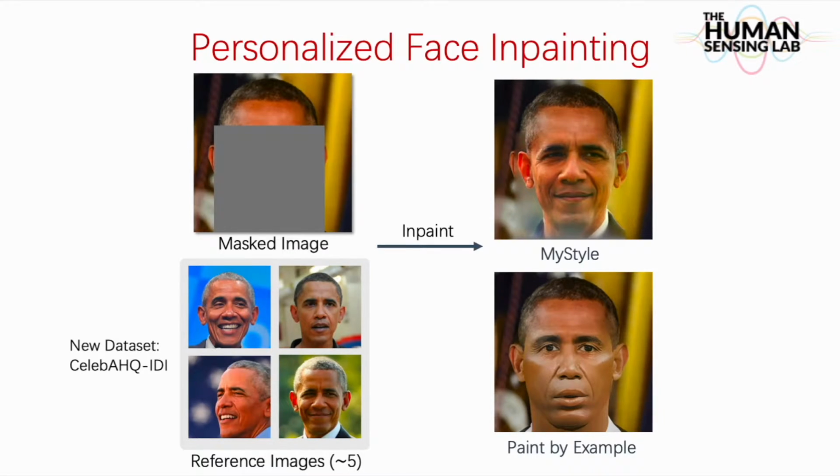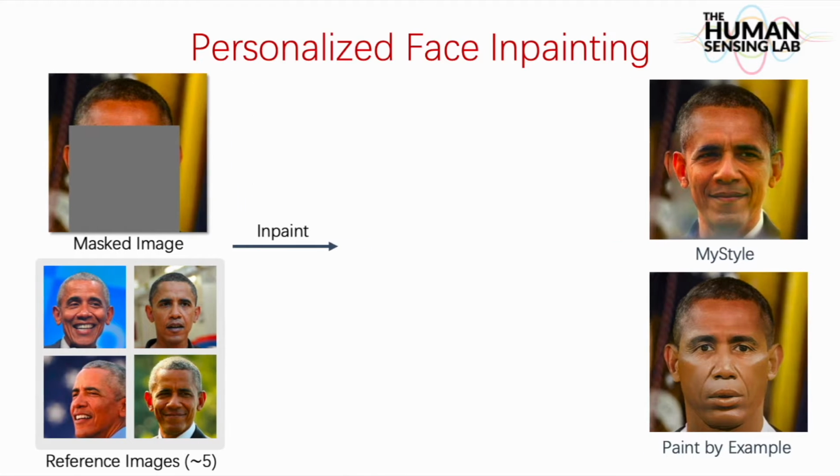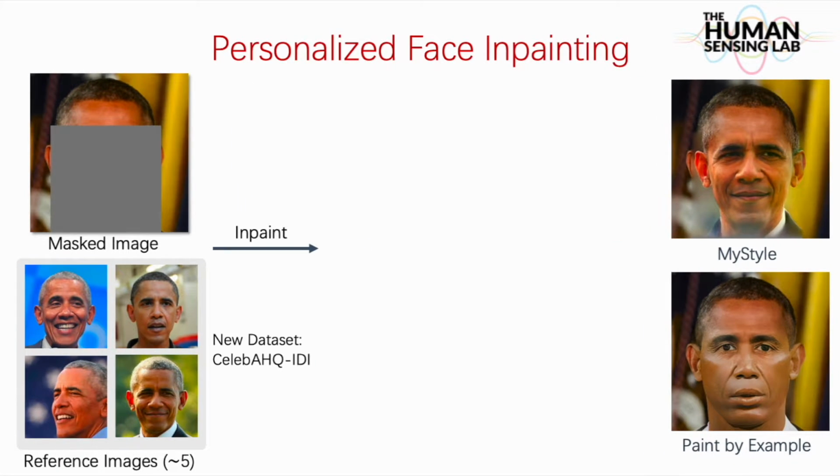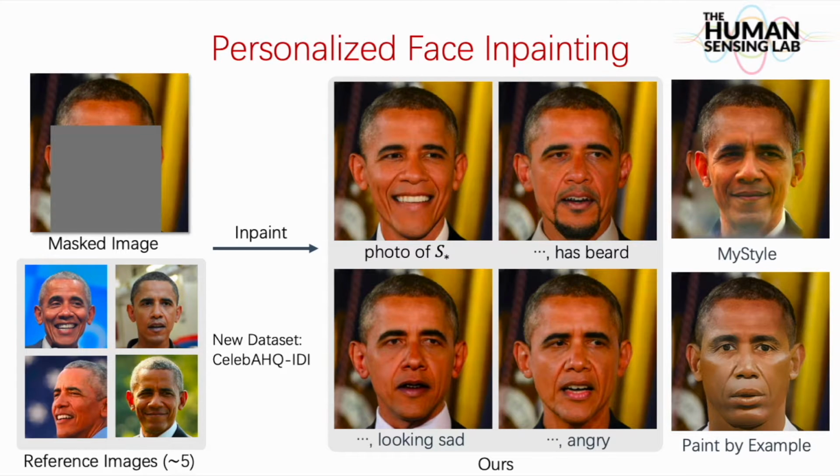Another recent diffusion model-based technique, Paint by Example, fails to achieve good identity similarity. On the other hand, our method is not only able to generate images of good identity similarity, but also allows control over the inpainted region, such as having a beard and different expressions. We also propose a new benchmark for evaluating the identity-preserving image inpainting task.